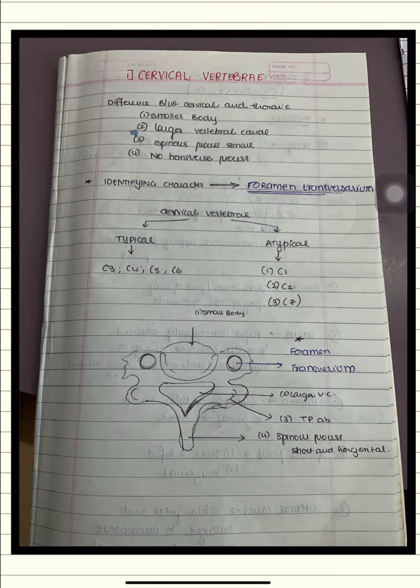Hello guys, so today we are going to study cervical vertebra. So let's go. How do we identify the vertebra as cervical or thoracic or lumbar? To identify cervical vertebra, there is a presence of foramen transversarium. The one which I'm coloring in red is the identifying character of cervical vertebra.